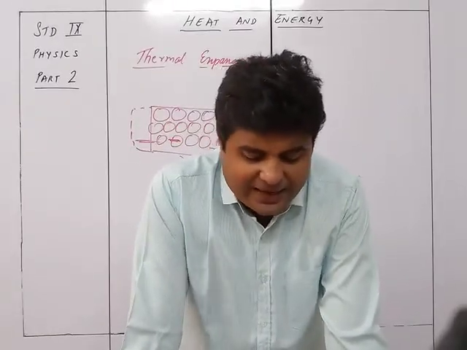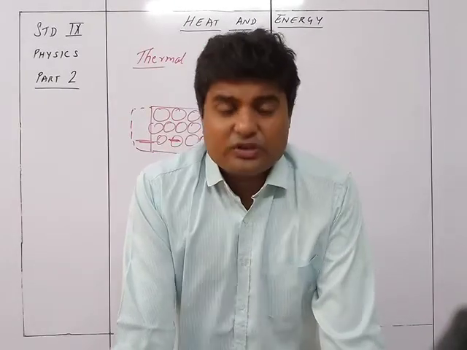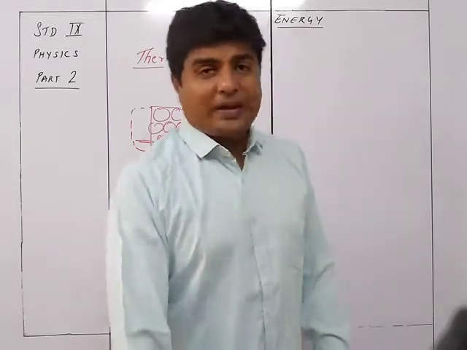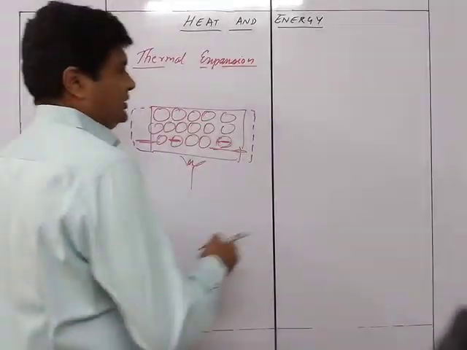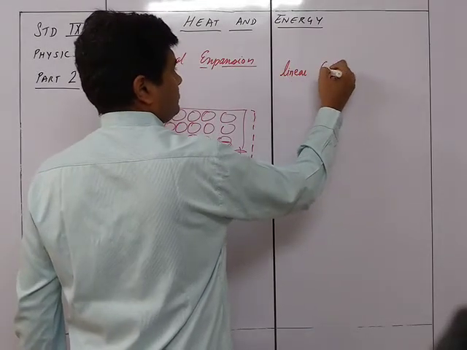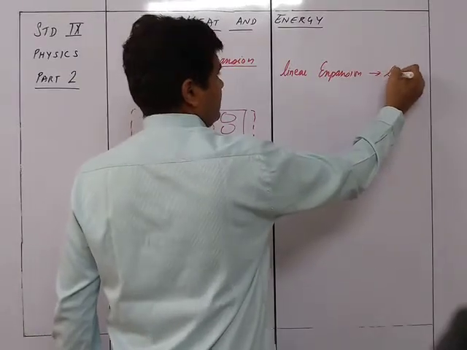The increase in the length is called linear expansion. The increase in the area is called superficial expansion, and the increase in the volume is called cubical expansion. So there are three kinds of expansion. One is linear expansion. The linear expansion is only for the length.